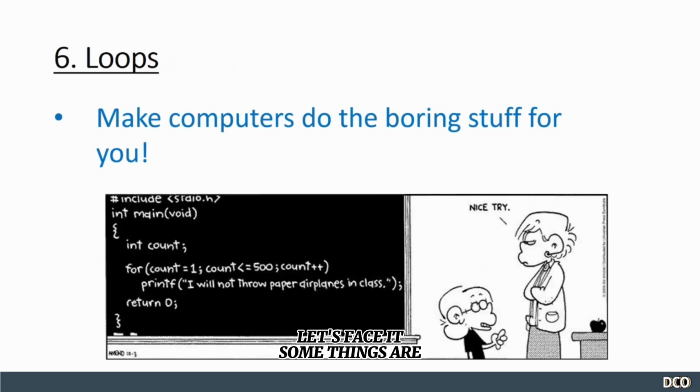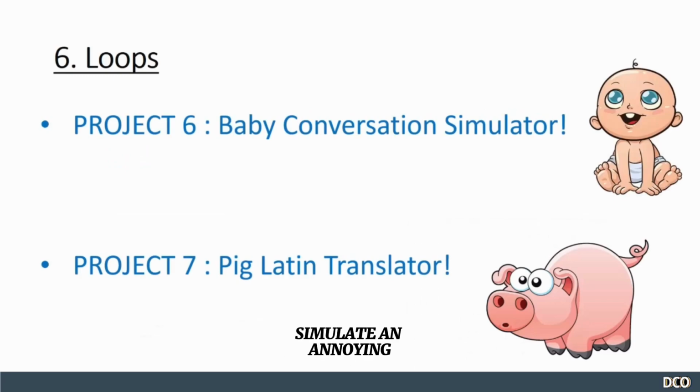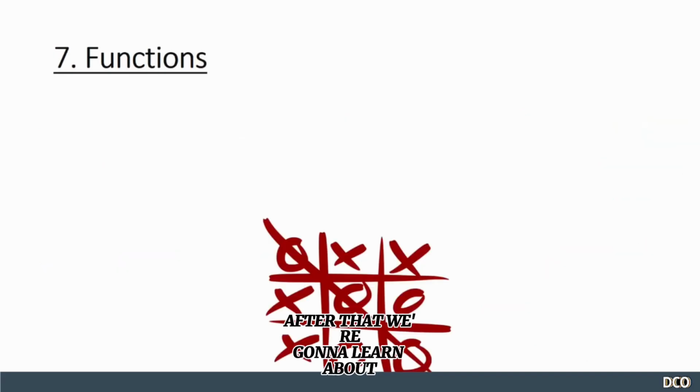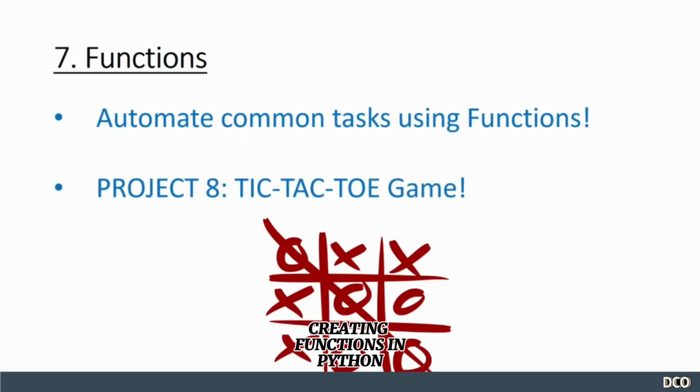Then we're going to learn all about loops. Let's face it, some things are just repetitive, but that doesn't mean you have to do them. In this section, you'll learn how to use loops to make computers do stuff over and over and over again, but by only typing it once. For the projects in this section, we're going to use loops to simulate an annoying conversation with a 3-year-old child, and also to make a translator that will convert any sentence into Pig Latin, a funny language meant to confuse and amuse. After that, we're going to learn about creating functions in Python.